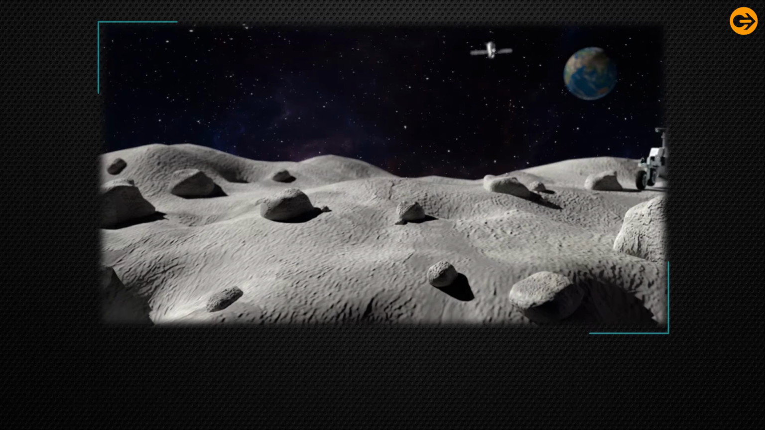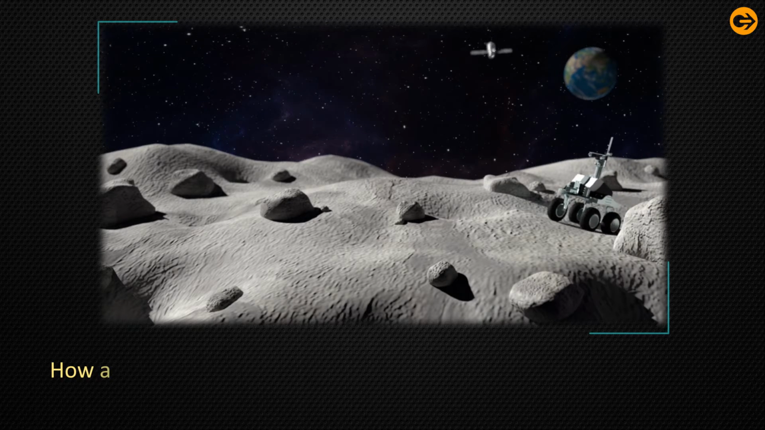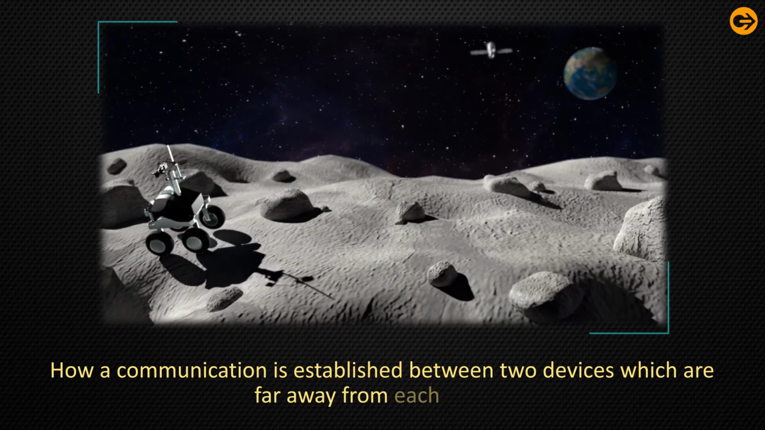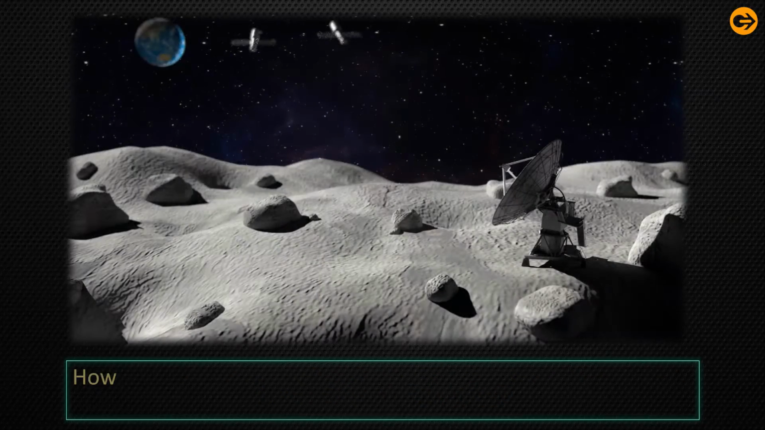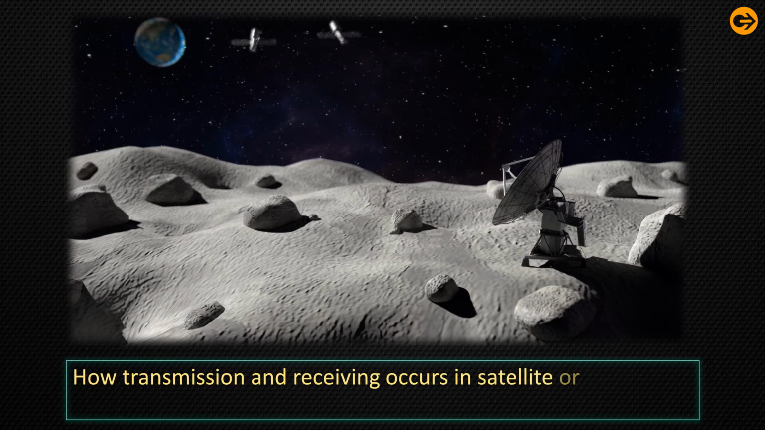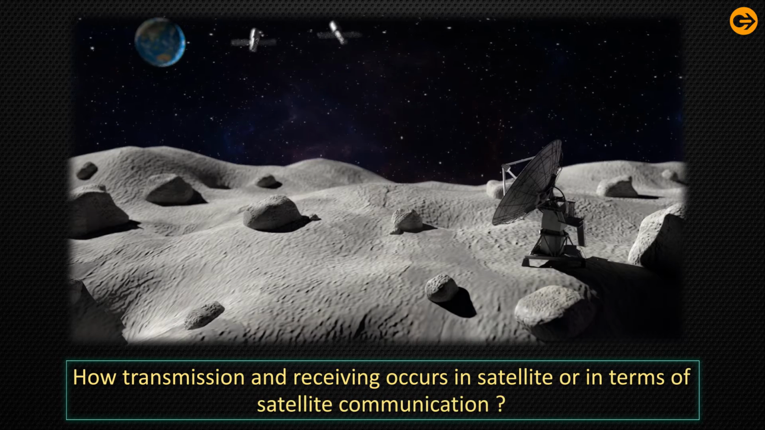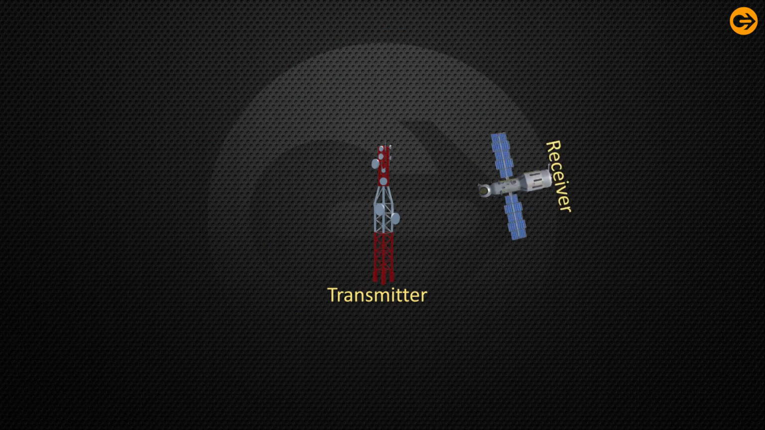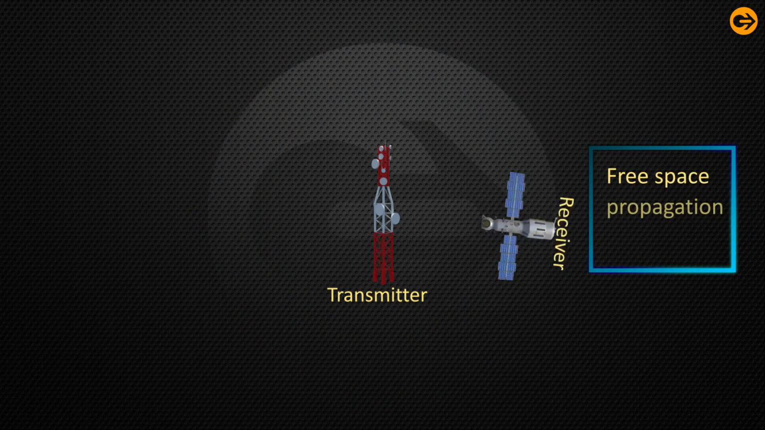In the stream of wireless communication, did you ever think how a communication is established between two devices which are far away from each other? Or how transmission and receiving occurs in satellite communication? Well, today we are going to discuss this topic, which is generally known as the free space propagation model.